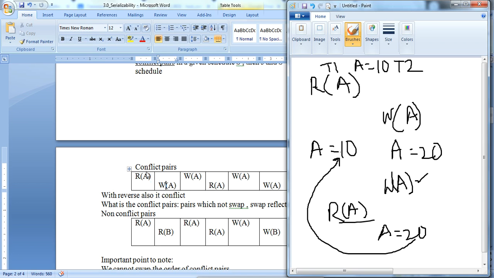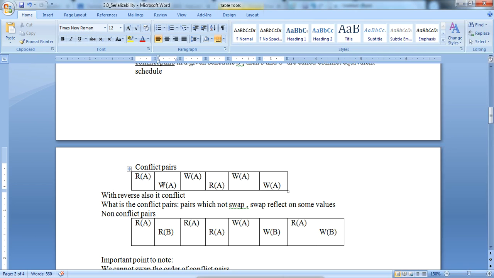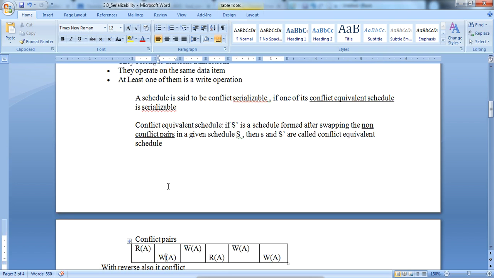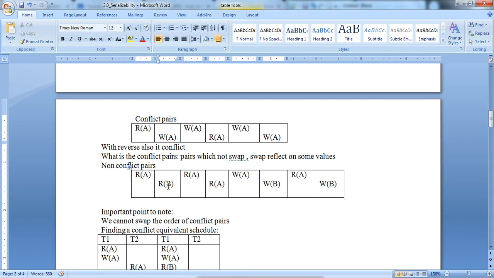So it is a conflict pair. Read A, write A is a conflict. Write A, read A is again a conflict. Write A, write A is again a conflict. If we go through all the operations on the same data A, we can say this is a conflict pair. We cannot swap it. In reverse it is also a conflict. What is a conflict pair? A pair which cannot be swapped, because swapping it changes some value.